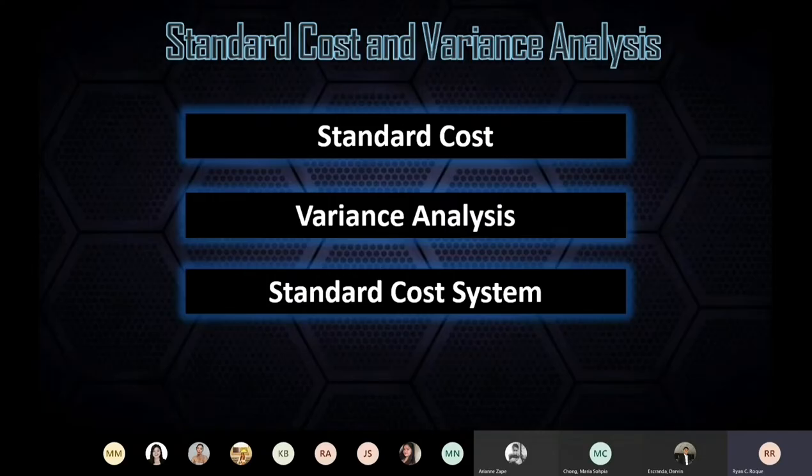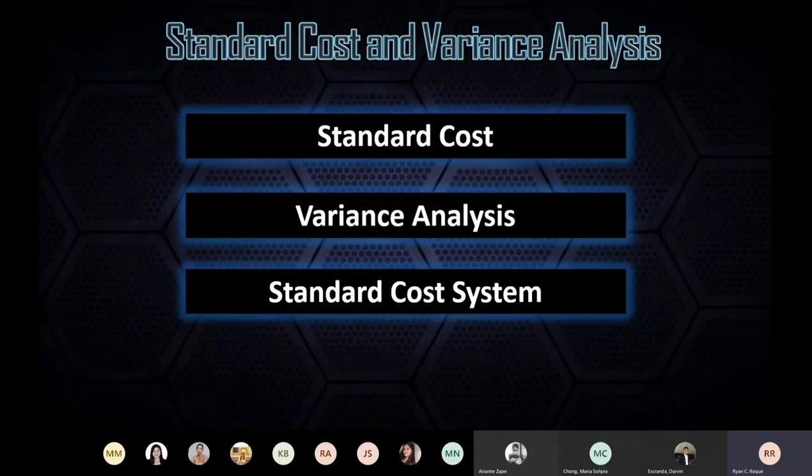Pero kapag normal costing system, actual ang materials, actual ang labor, pero pagdating sa overhead, predetermined na yung overhead natin. So, may isang variance tayo dun sa overhead lang. Pero sa standard cost system, may variance ang materials, labor, at overhead natin, pare-parehas na predetermined. So, ibig sabihin, we expect na yung actual na materials, labor, and overhead natin would be different from the standard. Kaya tatlo or even more yung variances na meron tayo.